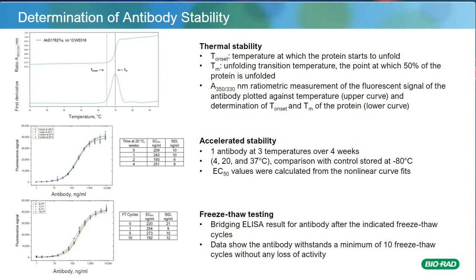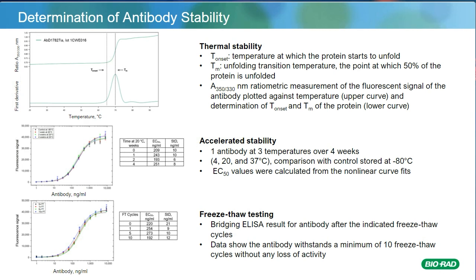We're also able to offer further determination of antibody stability and characterization of antibody clones. This comes in the form of thermal stability measurements. We're able to calculate the temperature at which the protein starts to unfold, and also the TM, the unfolding transition temperature, which is the point at which 50% of the protein is unfolded.